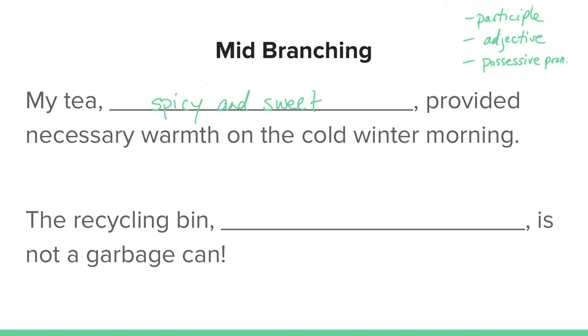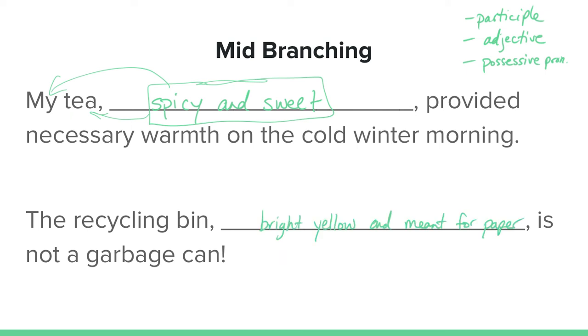But it has a different feel from when it was a left branching modifier, because you're interrupting the sentence for this, and it's describing a thing that we already know. When we had it spicy and sweet, my tea provided necessary warmth. We didn't know what was spicy and sweet until we kept reading. So they just have different feels to them. Similarly, the recycling bin, comma, bright yellow and meant for paper, comma, is not a garbage can. Putting our modifier in the middle has a different feel than when it was before because it interrupts. It adds clarifying information immediately.